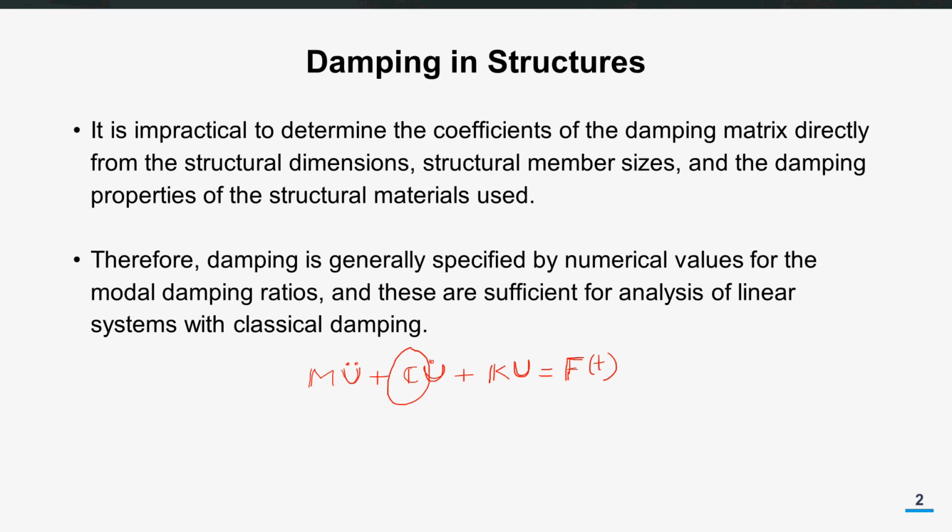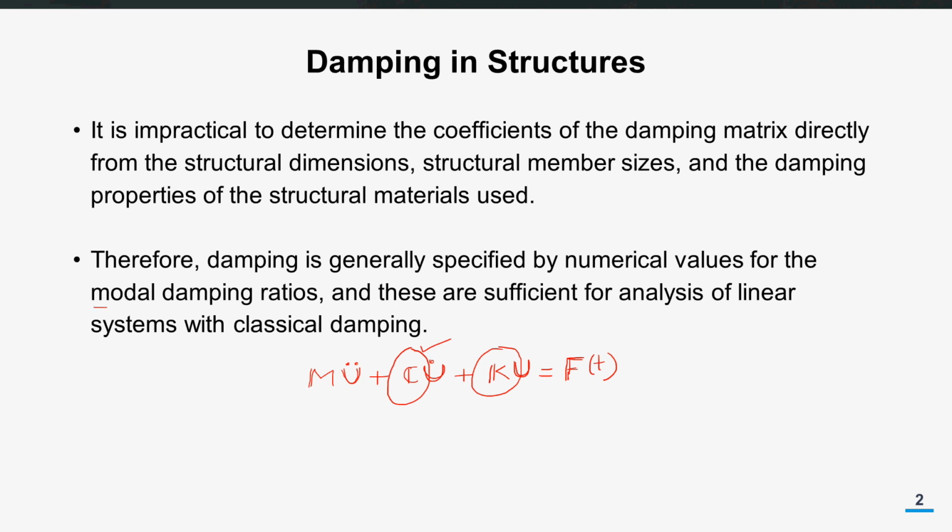You know, the construction of the K matrix is straightforward. The K matrix is a function of cross-sectional dimensions, member sizes, and the material properties. But this is not the case with the damping matrix. It is impractical to determine the coefficients of the damping matrix directly from the structural dimensions, structural member sizes, and the damping properties of structural materials used. The damping is generally specified in a structure by numerical values for the modal damping ratios.